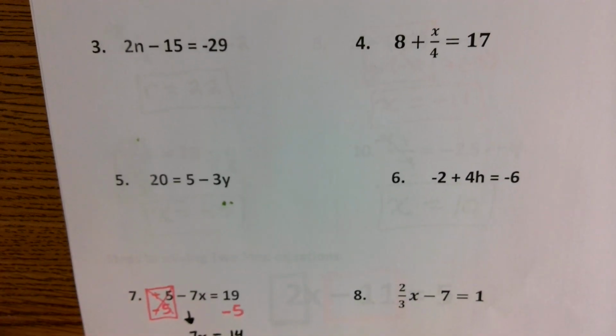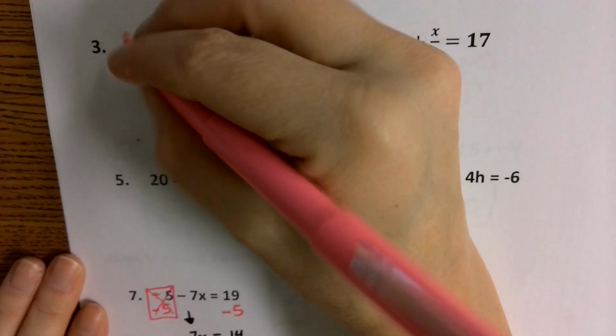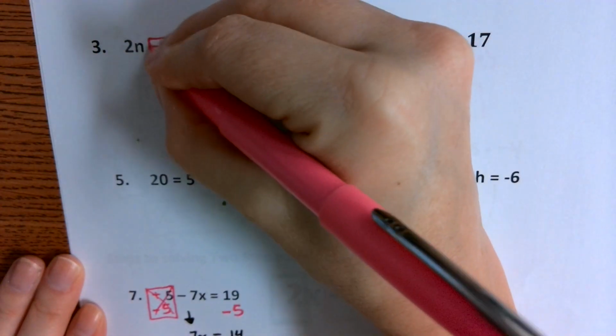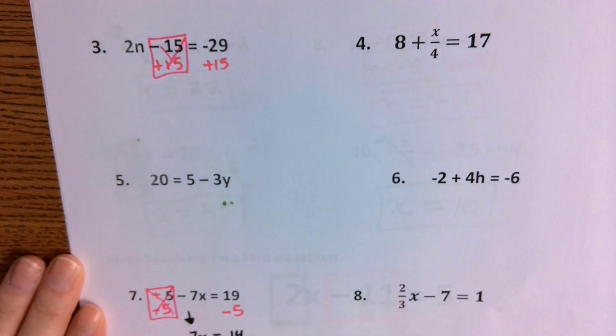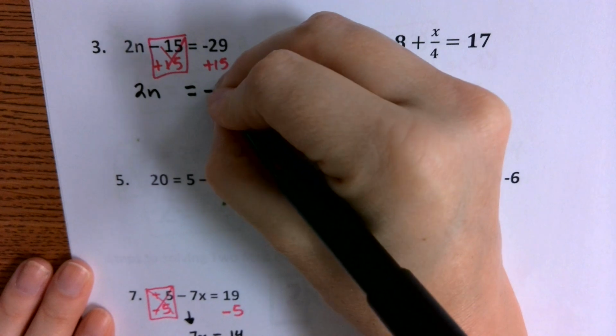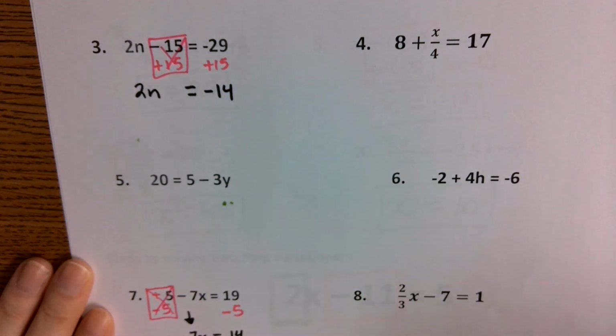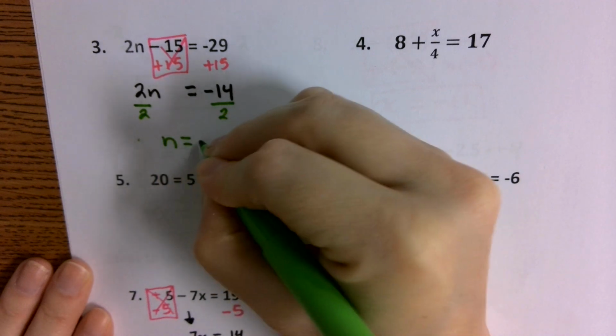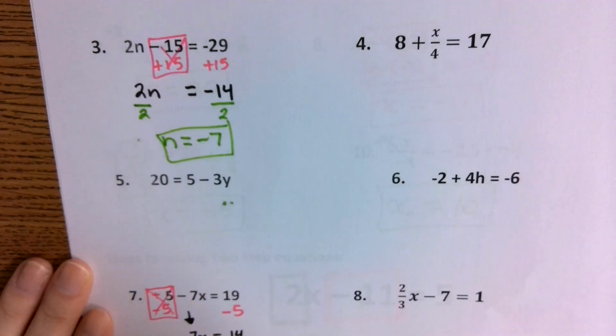All right, let's take a look here at problem number 3. First thing that we're going to do is add 15 to both sides. Okay, that's going to leave us with 2n is now equal to a negative 14. We'll then go ahead and divide both sides by 2, and we'll get n is equal to negative 7.